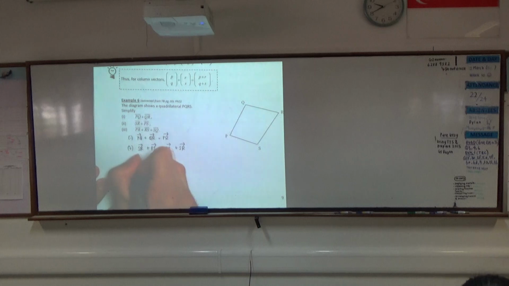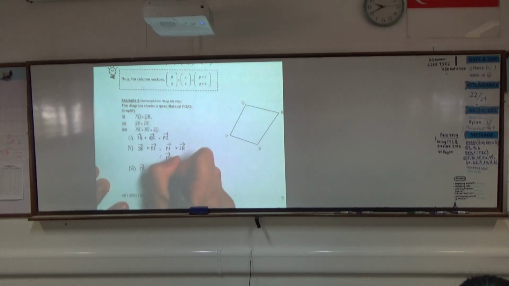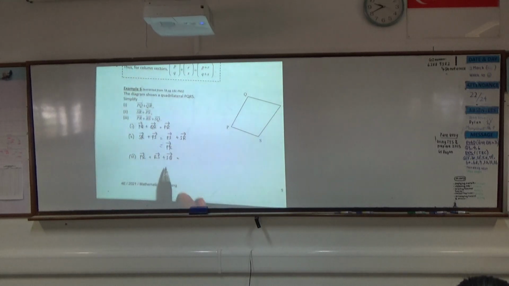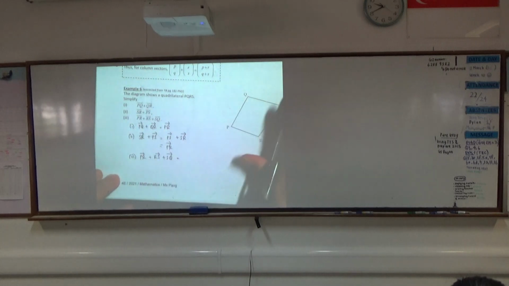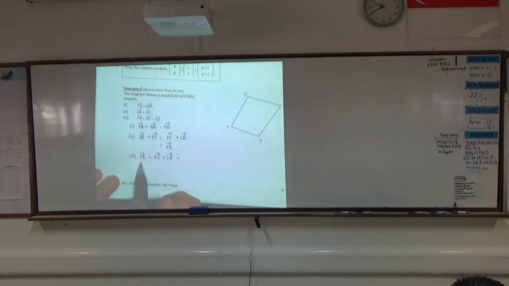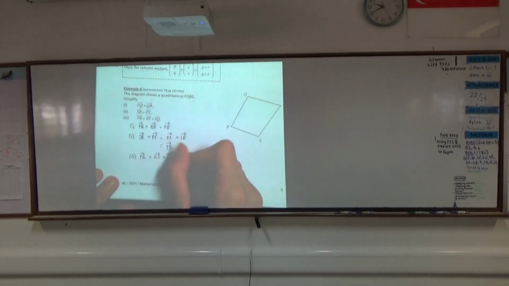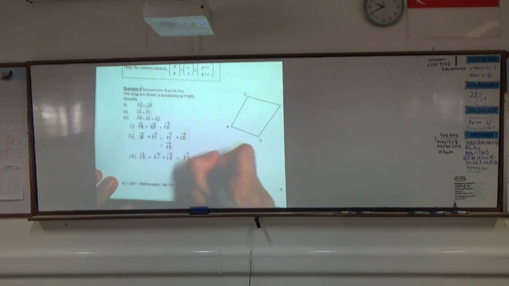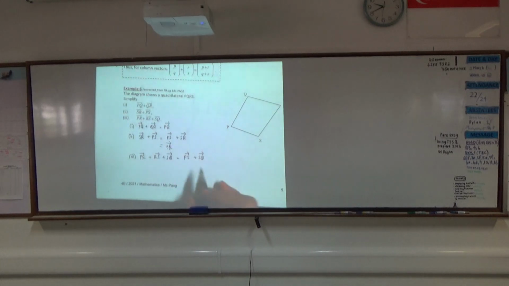Then in part 3, for PR plus RS plus SQ, if I have 3 vectors to add, even without the diagram, PR plus RS will give me PS. Then I have to add up with SQ. PS plus SQ will end up giving me PQ.